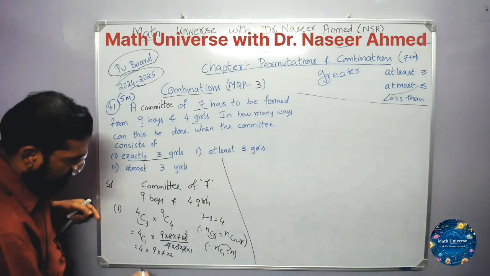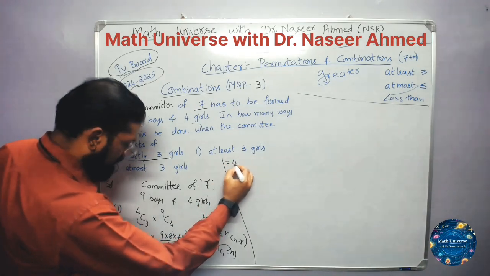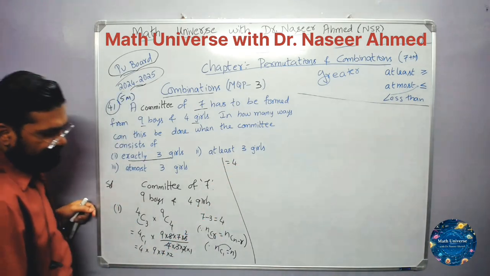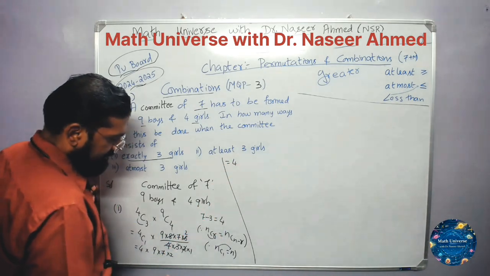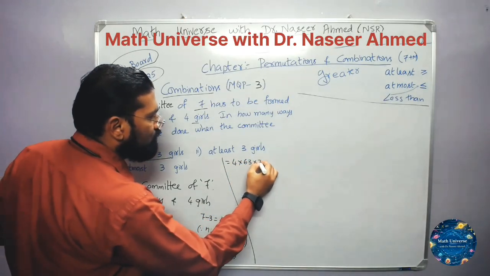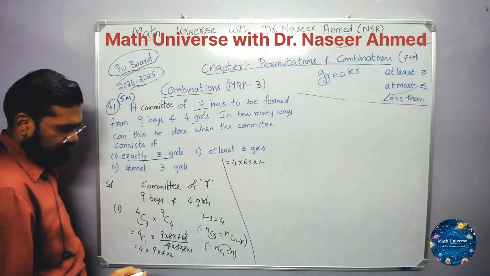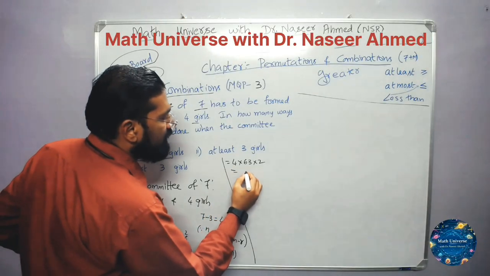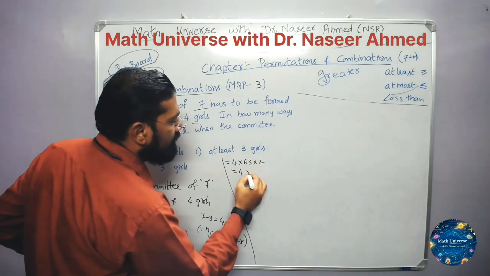Can we complete here? Okay. 4. 7 9s are how much? 63. Into 2. So multiply now. 4 as it is.